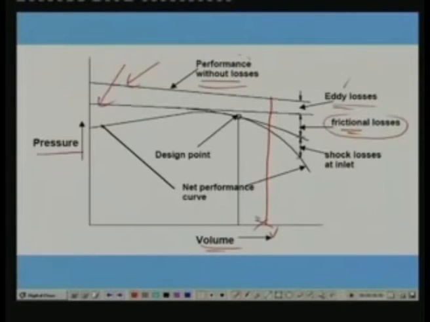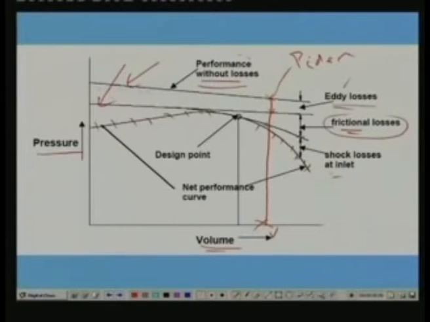So for example, let us say that this is a volume at which I am trying to find out the pressure. Without any losses, this is the pressure rise, the ideal pressure rise. If you are including eddy losses, this will be the pressure developed, and if you are including the frictional losses, this will be the pressure developed. So the pressure developed gets reduced because of the losses. Finally, if you also include the shock losses at the inlet, this will be the resulting curve.